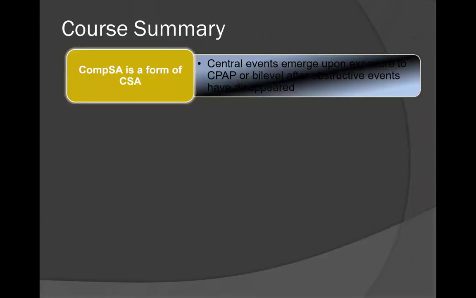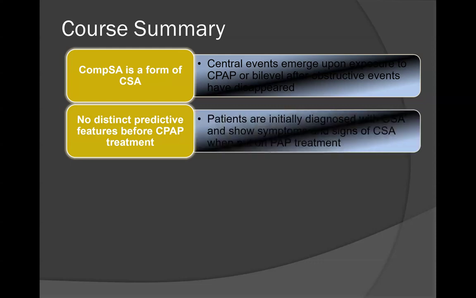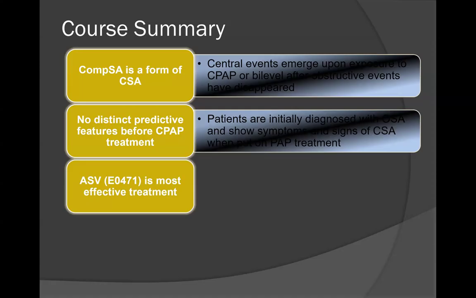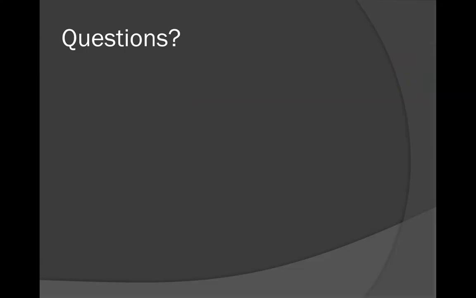Now let's summarize. CompSA is a form of CSA. Central events emerge upon exposure to PAP therapy. If you move them to bilevel, it makes it worse. Even if you move them to an ST mode, it fixes it, but it doesn't optimize based on clinical evidence, right? No distinct predictive features before CPAP. It doesn't show any signs of central until they are placed on PAP therapy, all right? And then the code's not important. No, it's not important. Any questions so far?